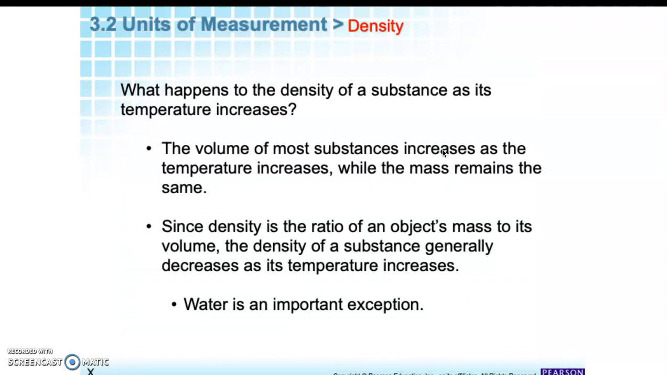What happens to the density of a substance as its temperature increases? Well, the volume of most substances increases as the temperature increases, while the mass remains the same. So when we heat something up, the volume increases, and the mass stays constant. So if we heat something up, the density will decrease slightly. The only thing that doesn't do that is water, and we'll talk about water, and you'll see why that happens then too.